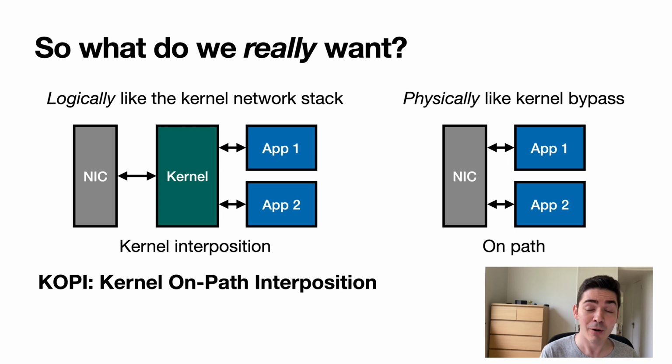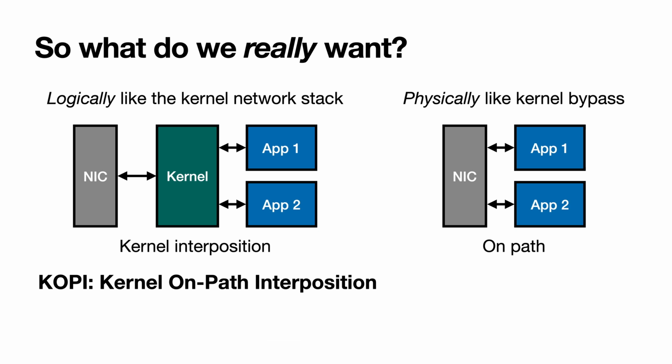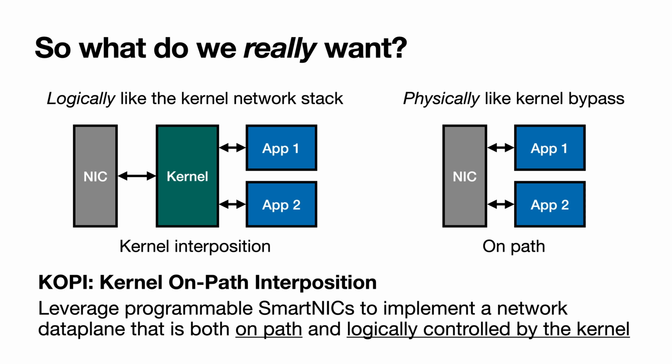And our proposal to this is this new OS architecture that we call KOPI. And KOPI stands for Kernel On-Path Interposition. And the idea is quite simple. We leverage programmable SmartNICs to implement a network data plane that is both on-path while also being logically controlled by the kernel.